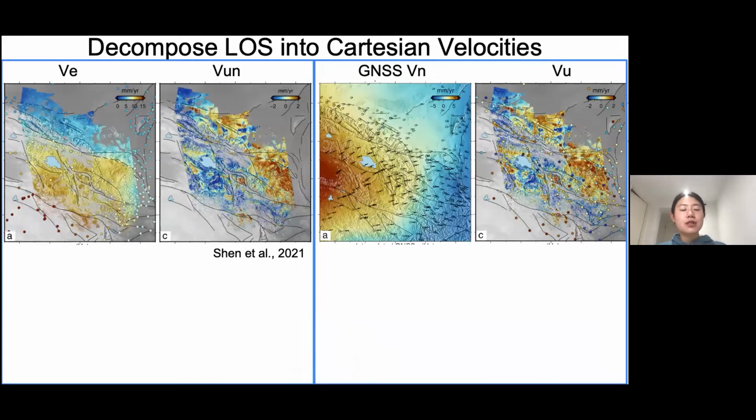Now, if we want to decompose the line of sight into Cartesian velocities, we first used a method developed by Ling Shen at Leeds, where we first decompose the ascending and the descending velocities into an east and a subvertical velocity component. This is the combined velocity from the vertical and the north component. Then we interpolate the GNSS north velocities and use that to extract the vertical component out of the subvertical component.